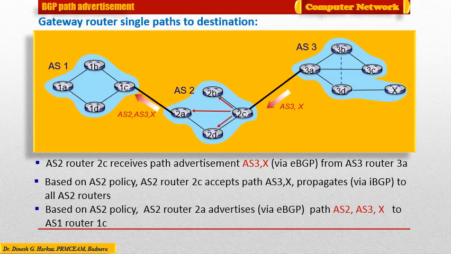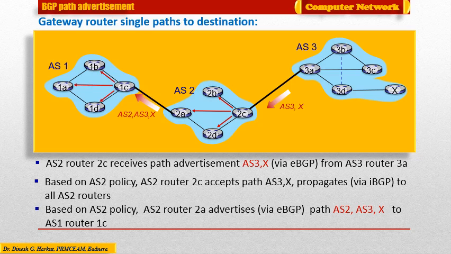Later, based on AS2's routing policy, AS2's another gateway router, that is 2A, advertises the path to this prefix X, which is AS3 X. It adds its own ASN, so the path will be AS2 AS3 X, to AS1's gateway router 1C over this eBGP link.